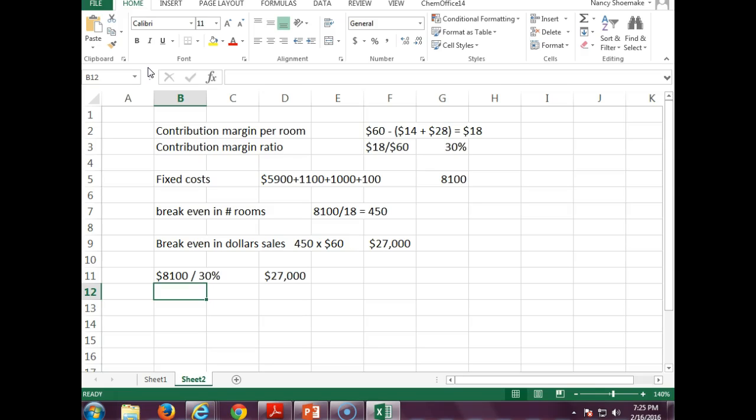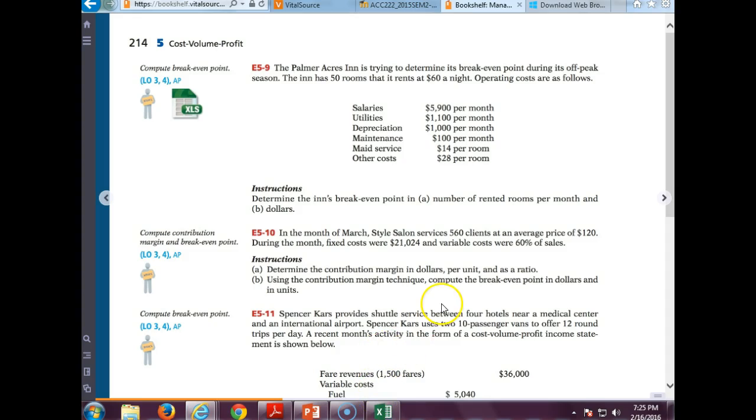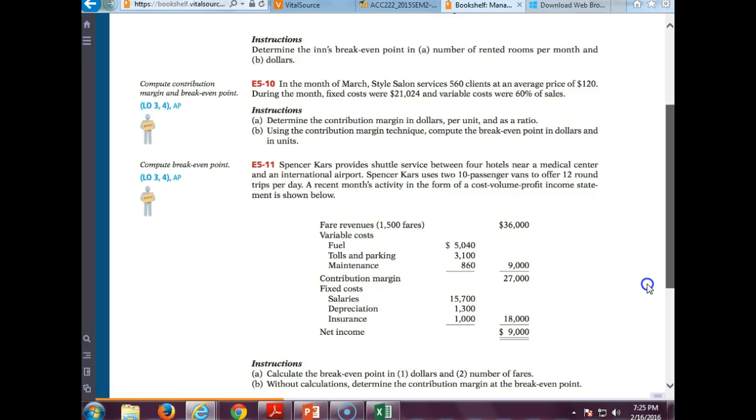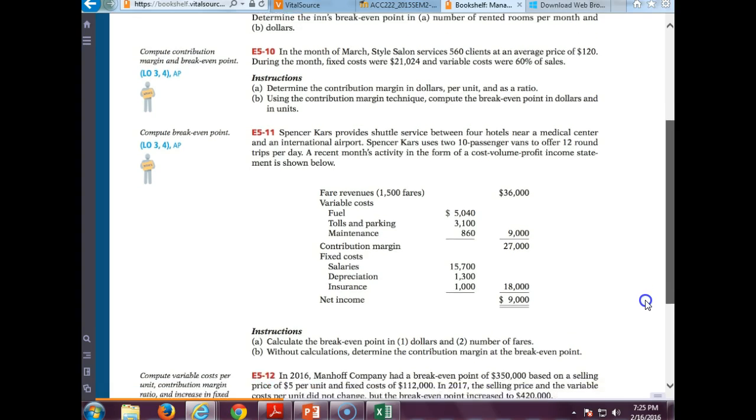Okay, let's look at exercise 513. Unless you want to do another one here. You guys tell me. Let's do 511.